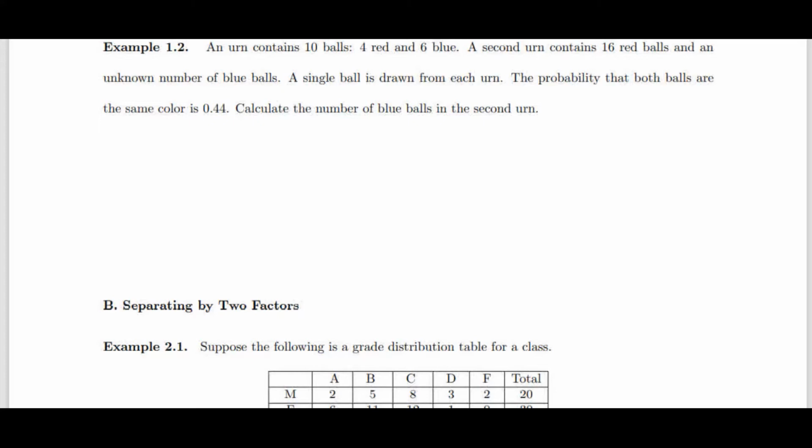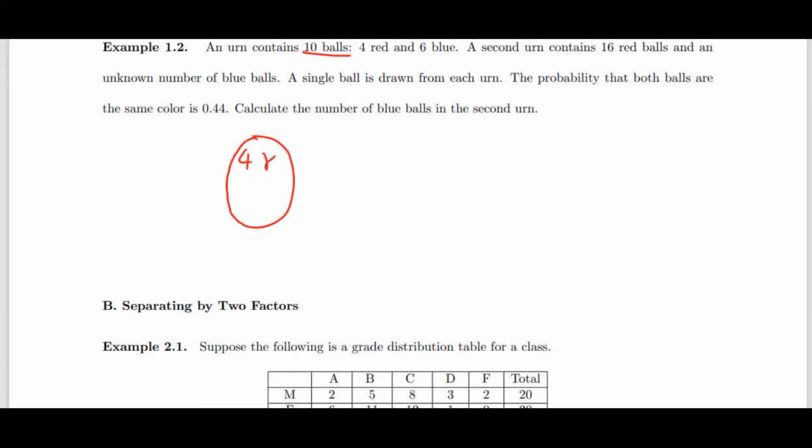So now let's see this example. We have 10 balls, and we split the 10 balls into 2 parts. Among the 10 balls, we have 4 red ones and 6 blue ones. The other part contains 16 red ones, and the number of blue ones is unknown, so we put x blue ones. From here, pick one, and from here, pick one. We want to find the probability that both balls are the same color.